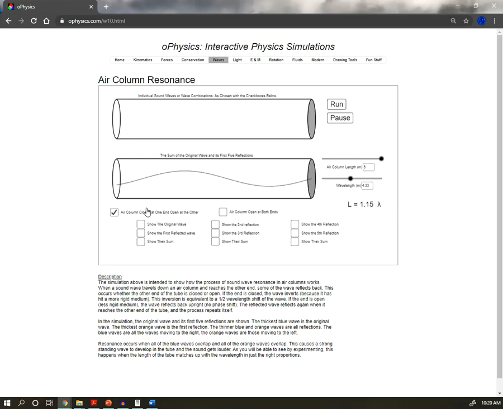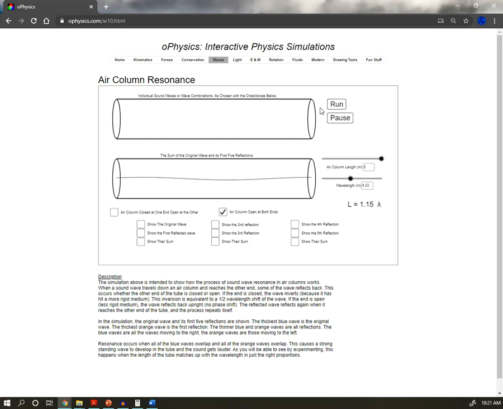Here's a fun demonstration on the resonance or standing waves within an air column. Here's the website up here. You can go play with it if you would like. That would be fine. It's also available on Falcon Online. You could either deal with a tube that's closed at one end or open at both ends. We're going to start off by saying it's open at both ends.